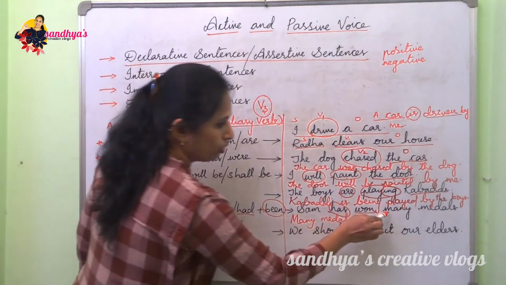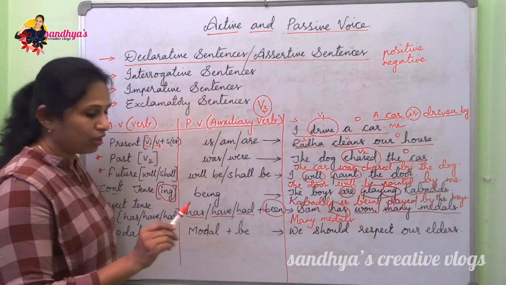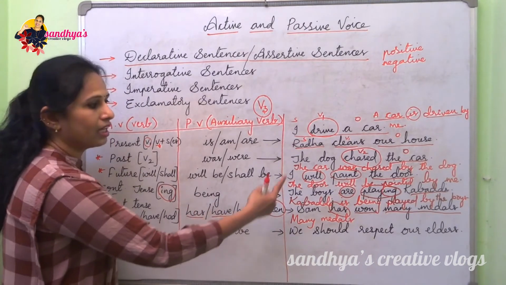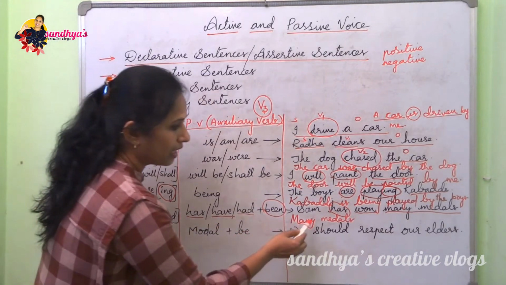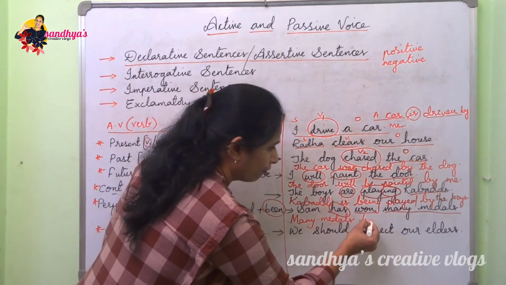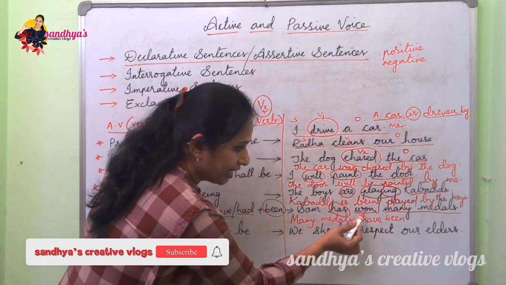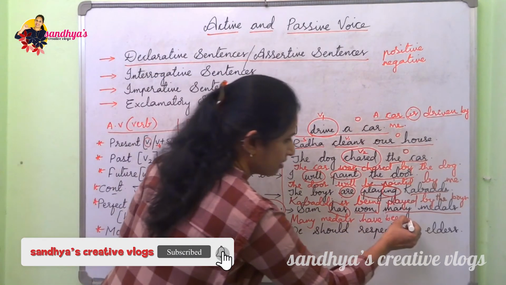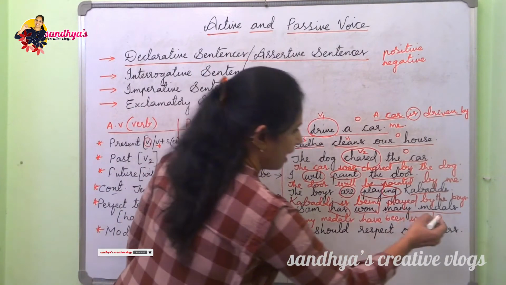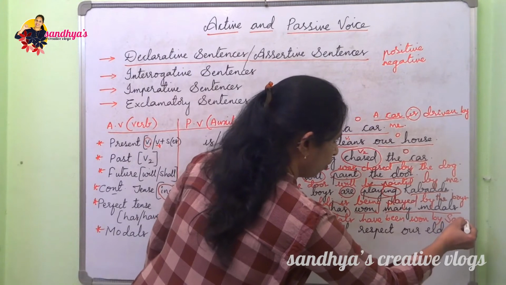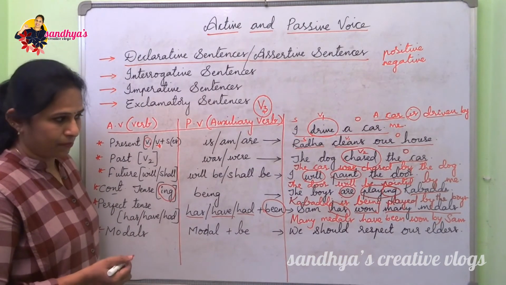You are supposed to look at the object's number there. If it is singular, you need to take has been. If it is plural, you are supposed to take have been. Now, many medals have been. Now, won is already in the third form, so we will take the same verb. Won by. Now, Sam is the subject; it becomes the object here. Many medals have been won by Sam.